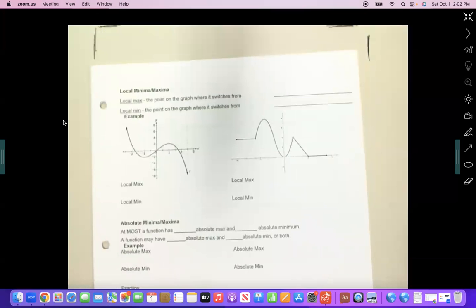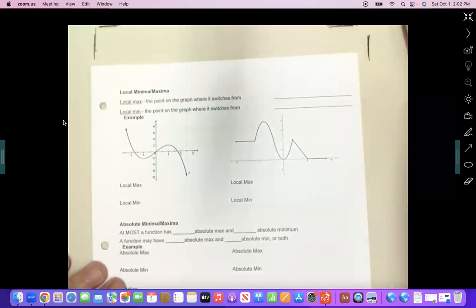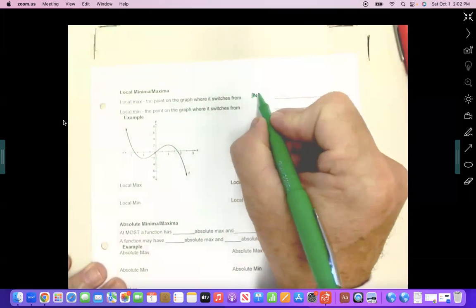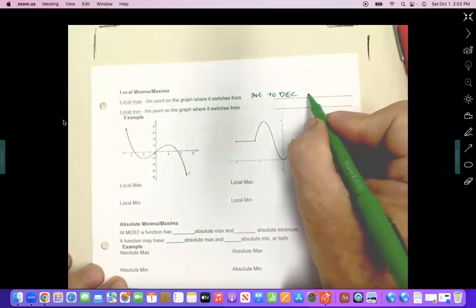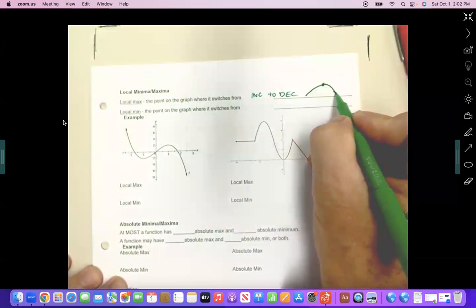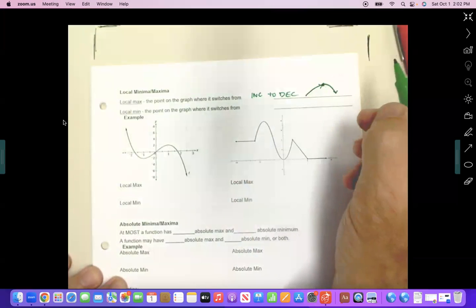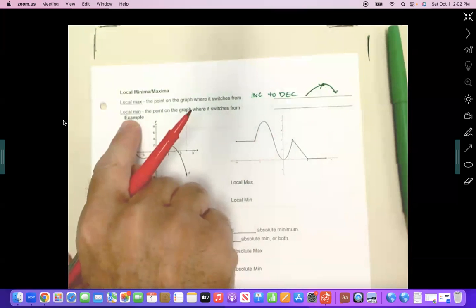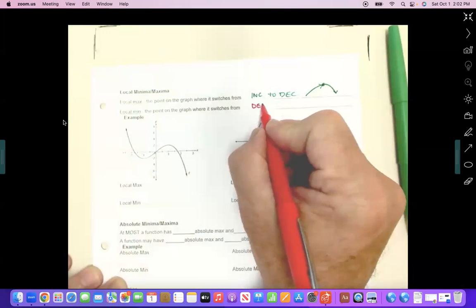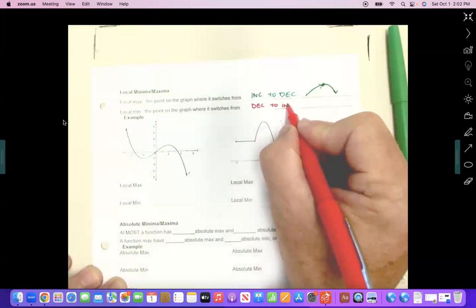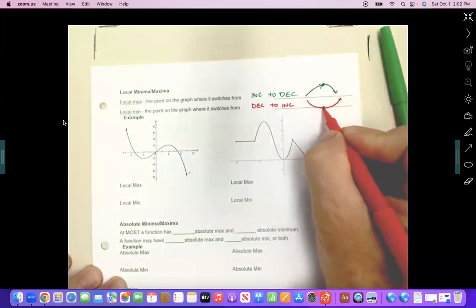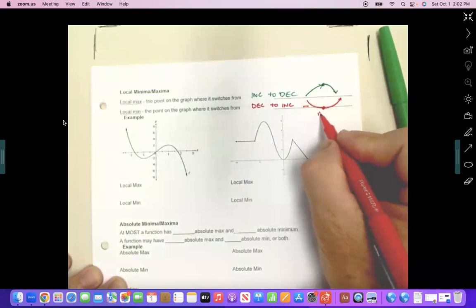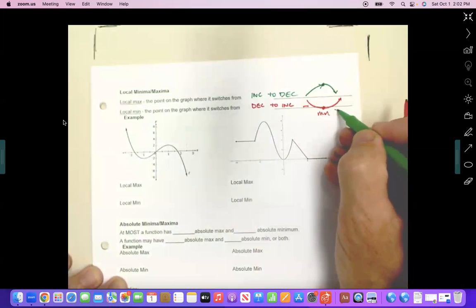A local maximum is a point on the graph where the graph itself switches from increasing to decreasing. And that's what we showed on the other side. We are increasing, increasing, increasing, maximum, and now we start decreasing, decreasing, decreasing. A minimum, though, will occur as the graph is going down and decreasing and then changes to increasing. It's going to be this one. In this case, we're going down, down, down. We reach the minimum point, and then we start increasing again.